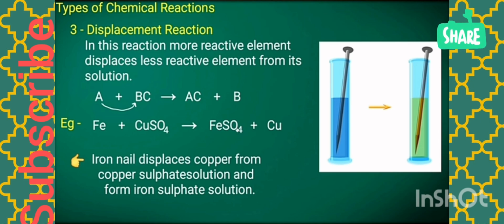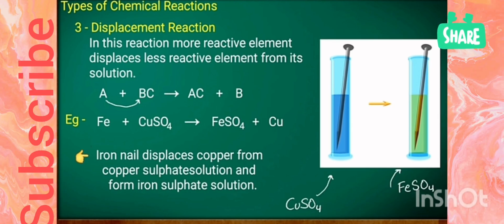Now what is happening? The sulfate SO4 is getting attached to the Fe, and the other product we are getting is Cu, copper. The iron nail displaces copper from copper sulfate solution and forms iron sulfate solution. Copper sulfate solution is changing to ferrous sulfate solution.